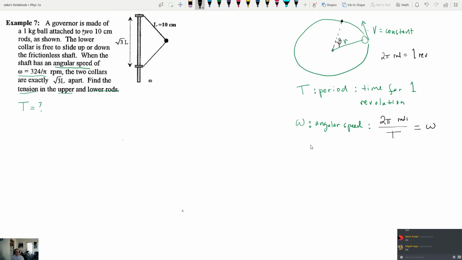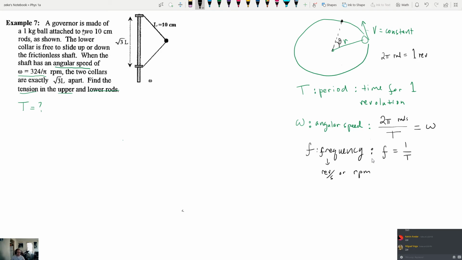There's one other thing, which is called frequency. Frequency is basically equal to 1 over the period. And frequency is usually measured in revolutions per second or RPM, which is the way it's measured in cars. Revolutions per minute, that's frequency. Angular speed is measured in radians per second, and period is measured in seconds or minutes or hours or whatever.